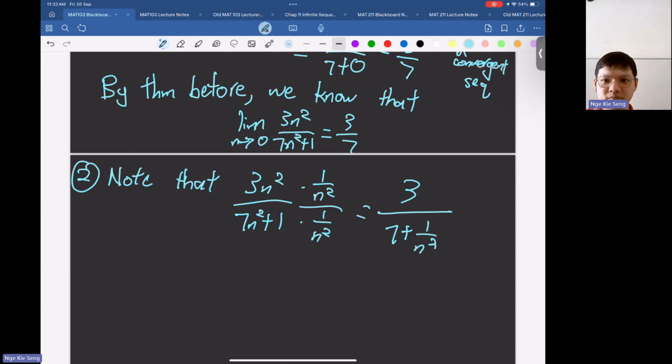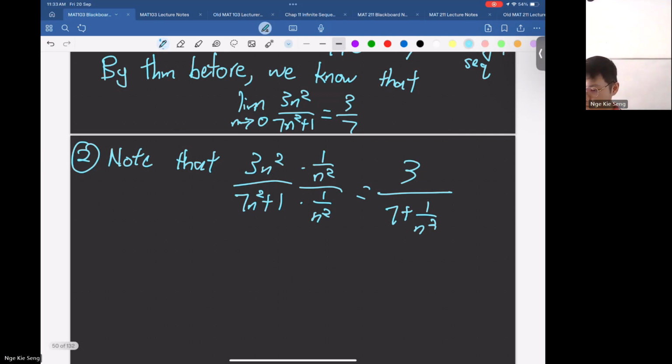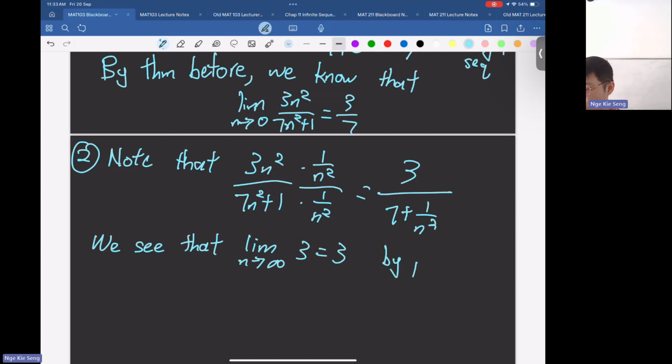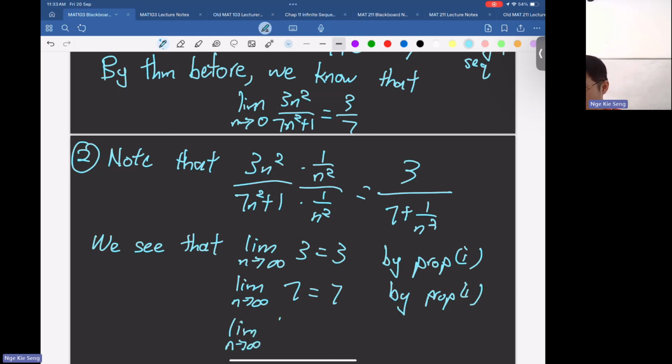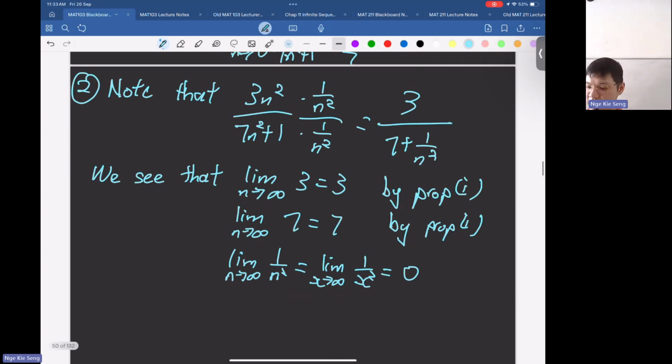Okay, so what can we do here? First of all, we see that the limit as n goes to infinity of 3 is 3. This is also by property 1. And then the limit of 7 is 7, also by property 1. The limit as n goes to infinity of 1 over n squared is 0. How to prove this? Use your calculus 1. You need to pull it back to your function. So this limit equals the limit as x goes to infinity of 1 over x squared. By the theorem and calculus 1 knowledge, we know that 1 over n squared converges to 0. So you have three convergent sequences.